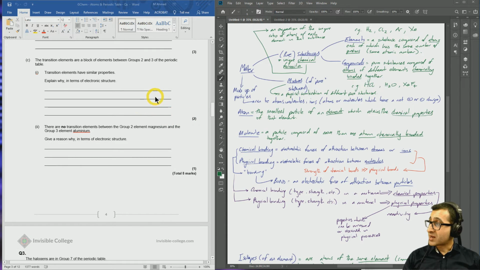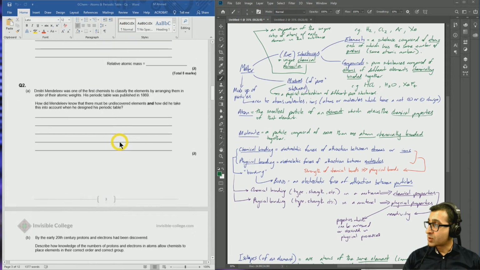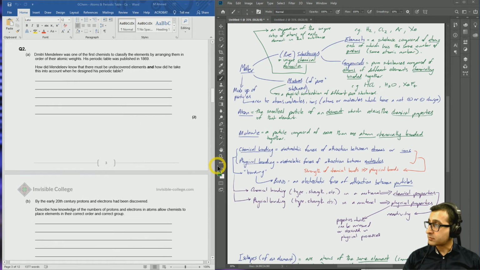Part C. The transition elements are a block of elements between groups 2 and 3 of the periodic table. Transition elements have similar properties. Explain why in terms of their electronic structure. And the second part of part C, there are no transition elements between the group 2 element magnesium and the group 3 element aluminium. Give a reason why in terms of electronic structure. So that's question 2. So let's have a crack at this first.